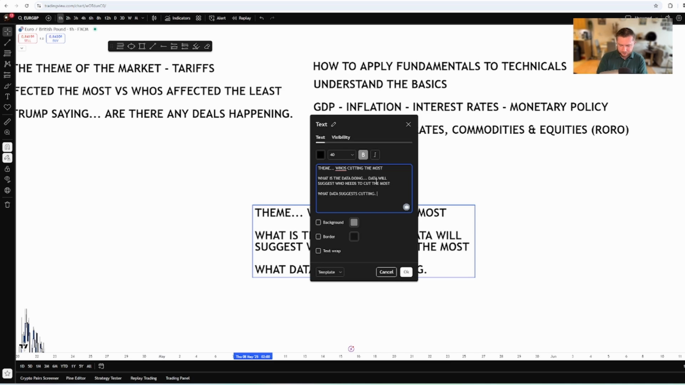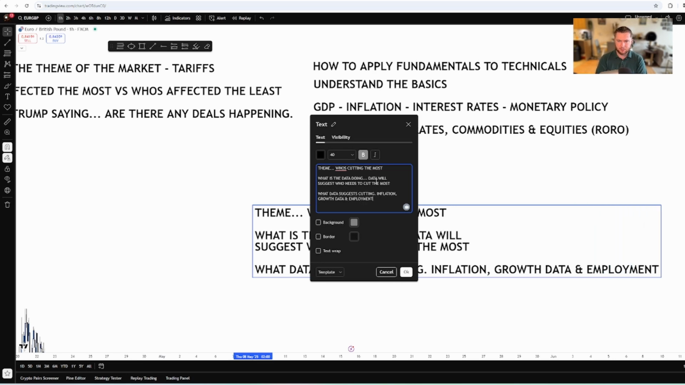So for example, interest rates, inflation, growth data, and employment, I guess, because they all kind of work hand in hand. Employment data. I'm just trying to think if there's anything else. That's about right. Probably wages as well, to some degree. But inflation and growth data, employment, is the most important bits of data here.